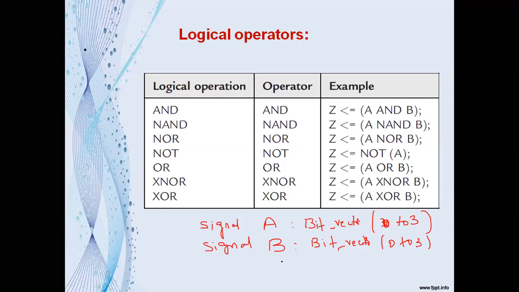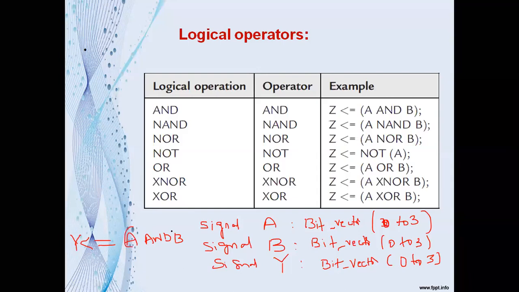So now Y is also a signal, and it is also declared as a bit_vector. The output Y is a signal of type bit_vector, also declared as 0 to 3. Fine. So now you are writing a logical expression here. The logical expression is as simple as the previous one. Y is assigned with the logical operation A and B.